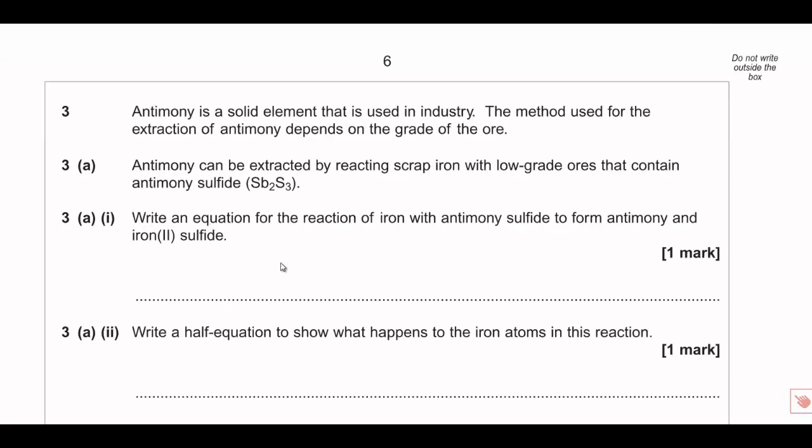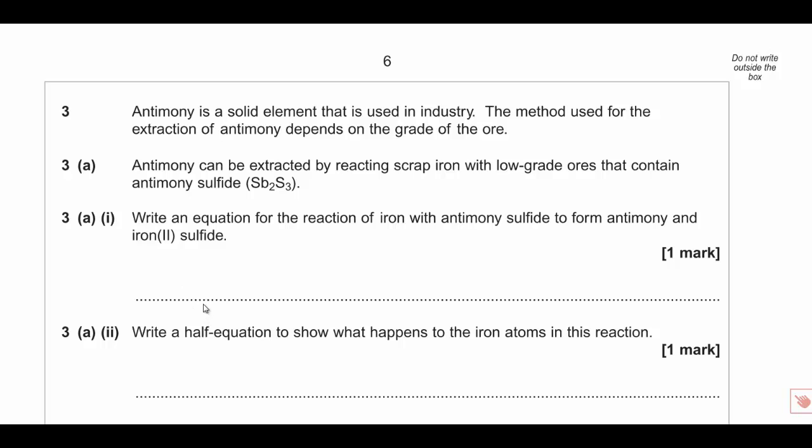Antimony is a solid element that is used in industry. The method used for extraction of antimony depends on the grade of the ore. Antimony can be extracted by reacting scrap iron with low-grade ores that contain antimony sulfide, Sb2S3. Write an equation for the reaction of iron with antimony sulfide to form antimony and iron(II) sulfide. So, let's have a look at this.